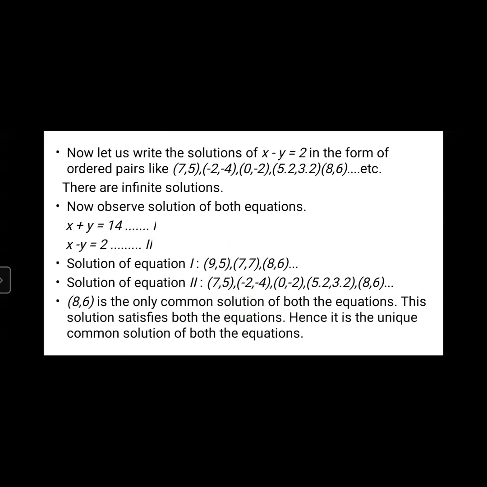So when you make the pair of two simultaneous equations, only then will you find the solution of both the equations, the x and y values. If you keep only one equation, you will not be able to find the solution.